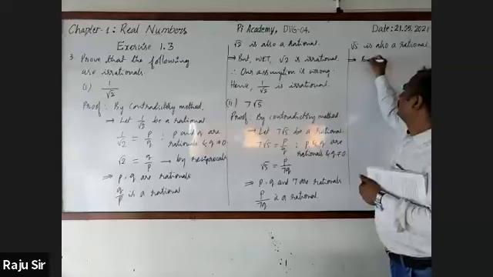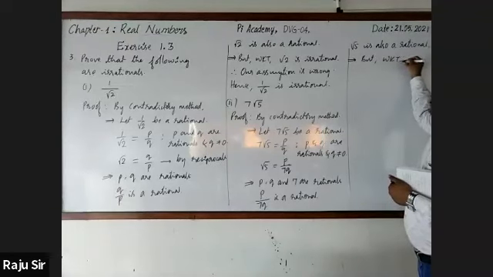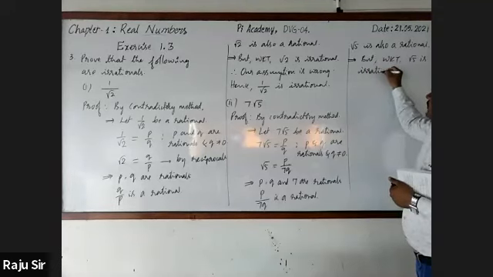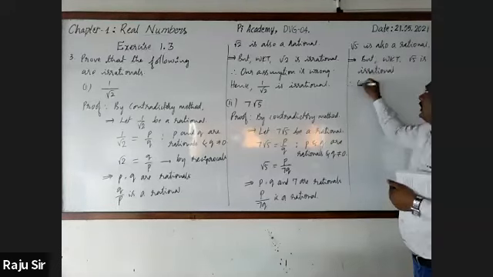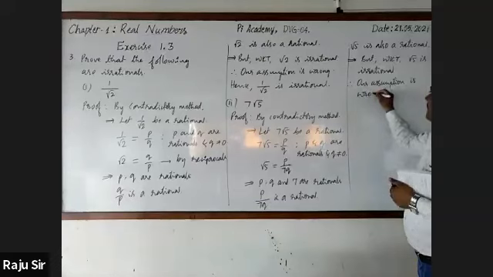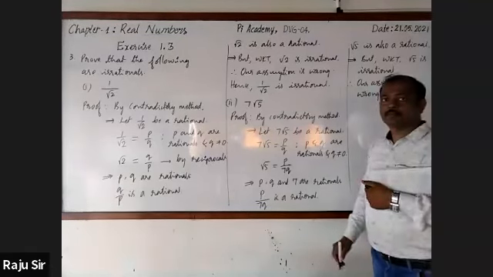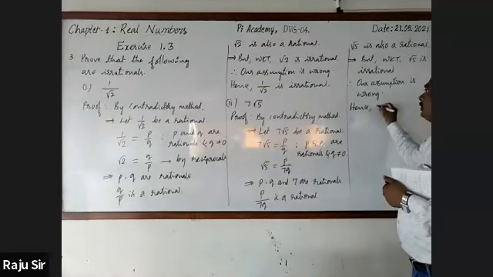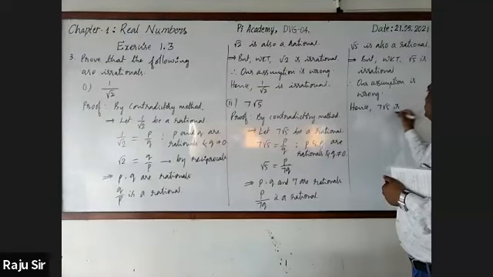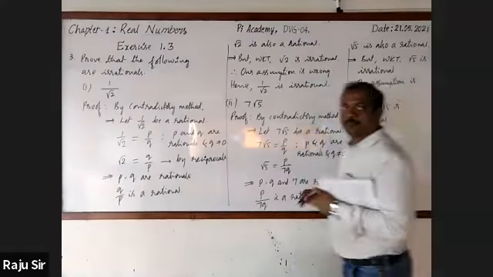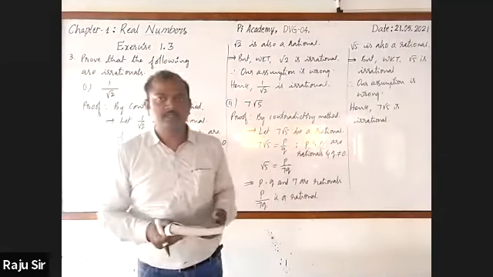But we all know that root 5 is irrational. Therefore, our assumption is wrong. Hence, 7 into root 5 is irrational.